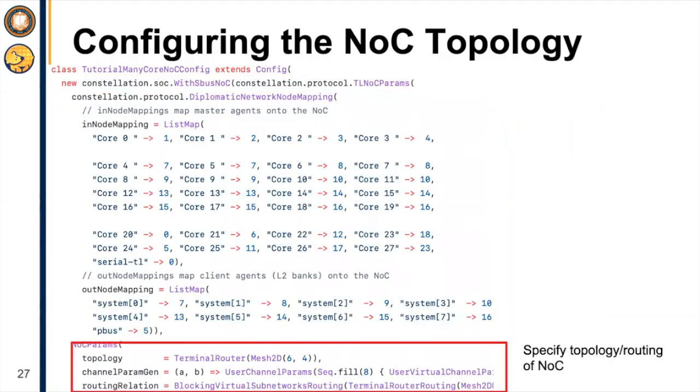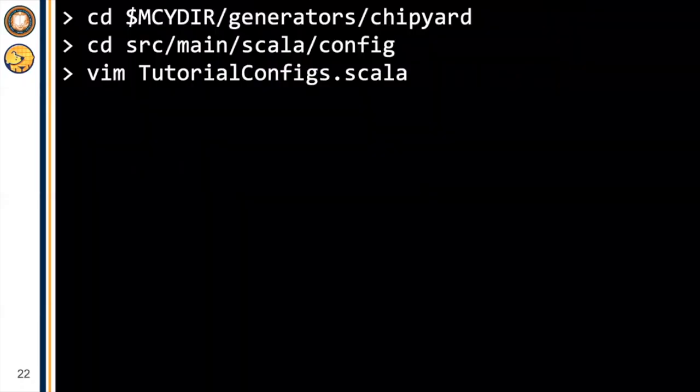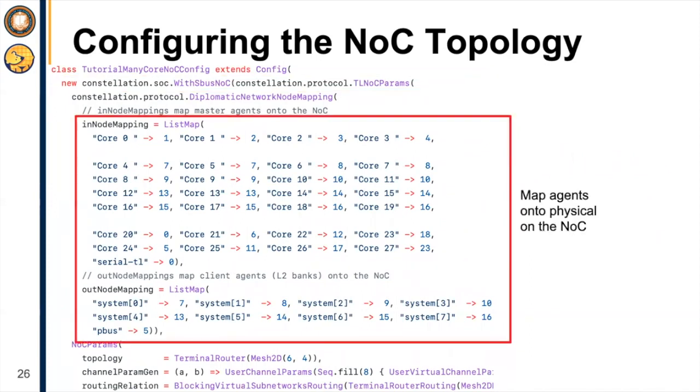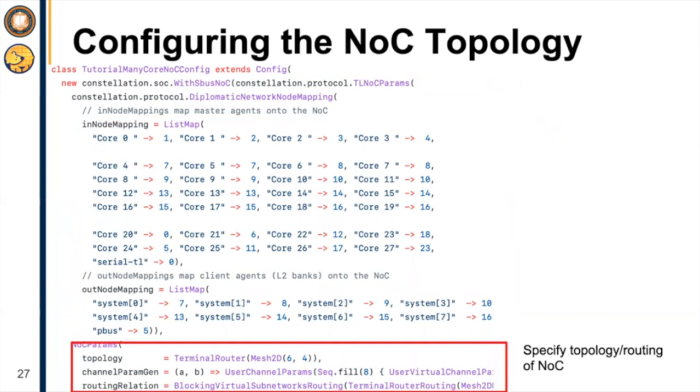Okay, so the last couple of slides here. This is just to show you how it configures an Octopus topology. We request that the system bus should be a network on chip. Then we simply map all the agents in our system, whether they're cores, cache banks, other buses, whatever, onto nodes in this topology. You'll see we're mapping cores onto nodes 1, 2, 3, 4, and so on. You can map multiple cores onto the same node, whatever you want. And then at the bottom, we're specifying the actual topology and configuration of the network. In this case, it's a 6x4 2D mesh.